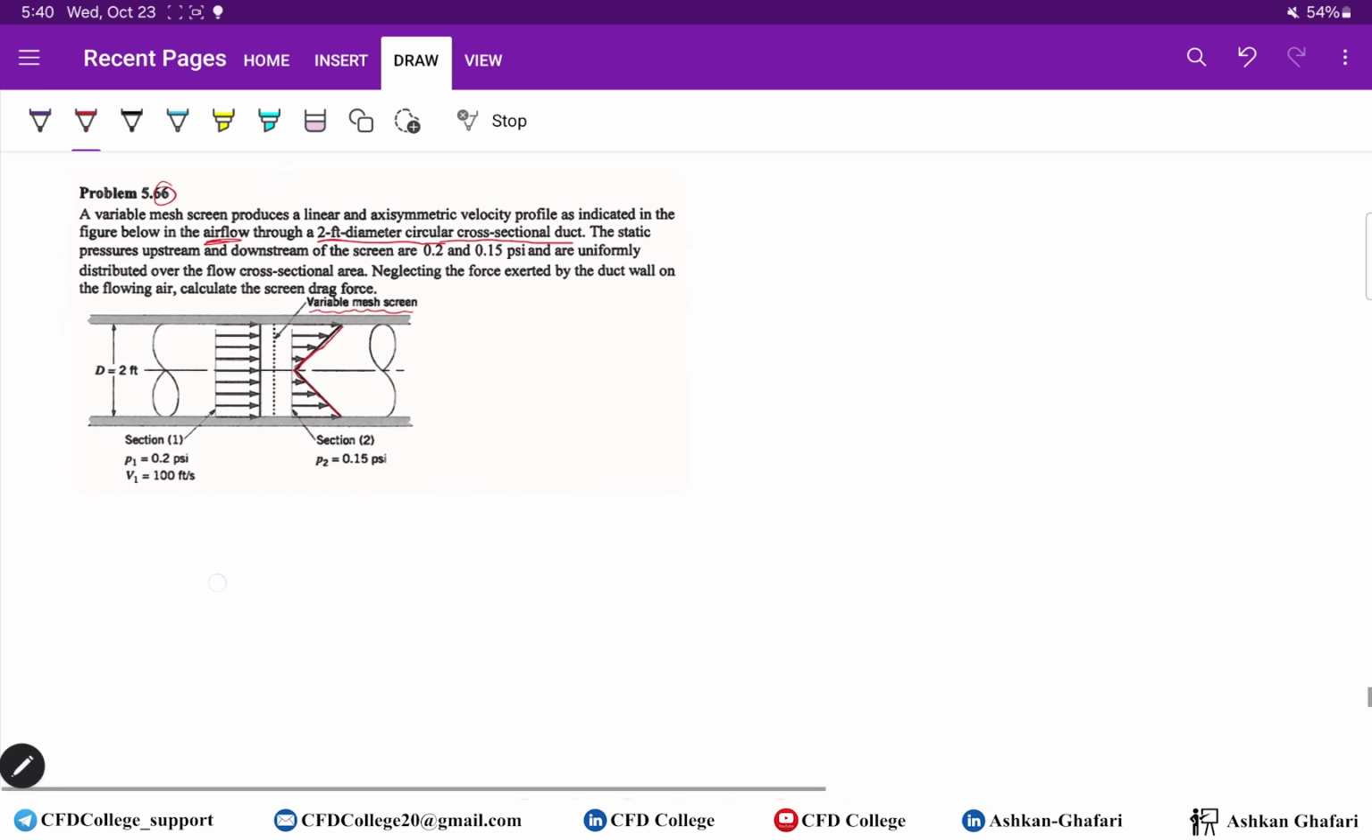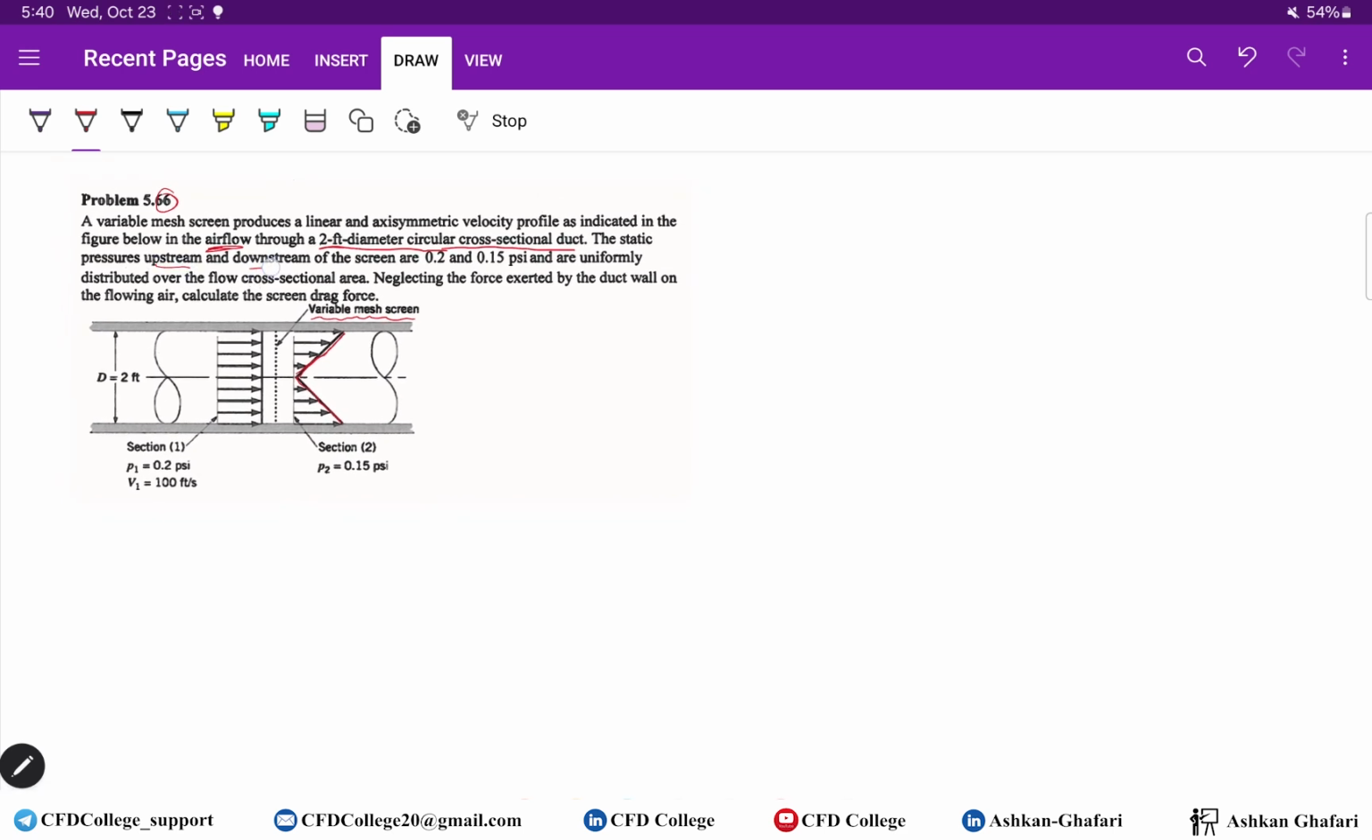The static pressures upstream and downstream of the screen are 0.2 and 0.15 psi. So we have the pressure before and after this mesh screen, and they are uniformly distributed over the flow cross-sectional area. Neglecting the force exerted by the duct wall on the flowing air, which means friction due to viscosity, calculate the screen drag force.